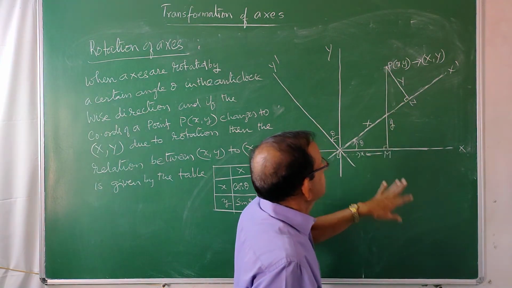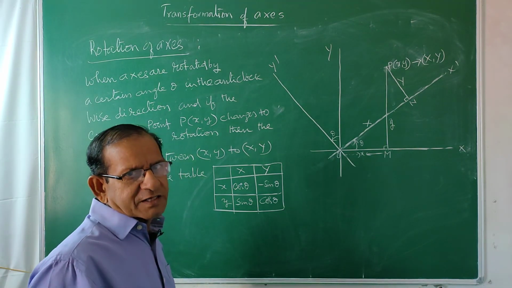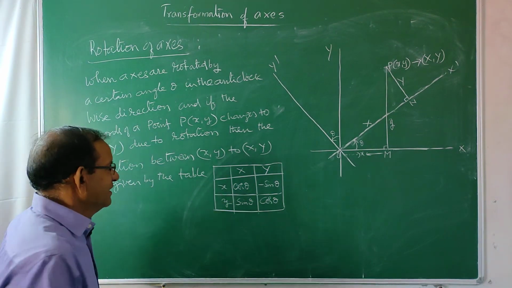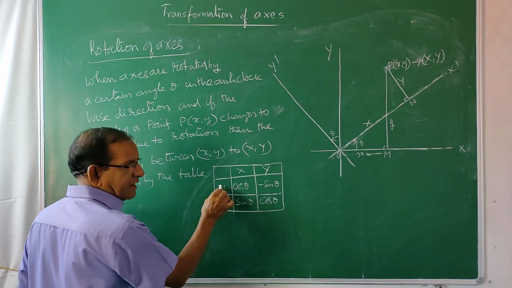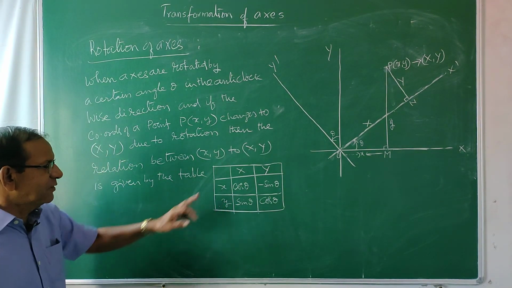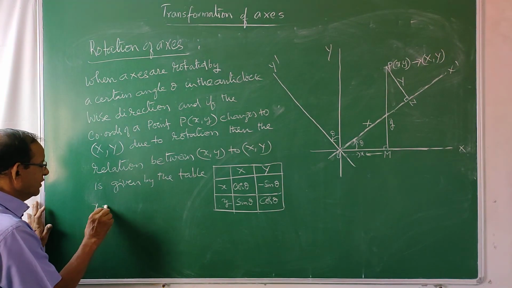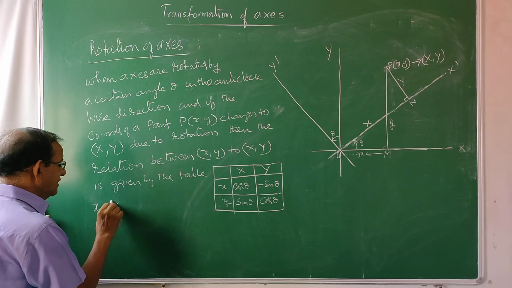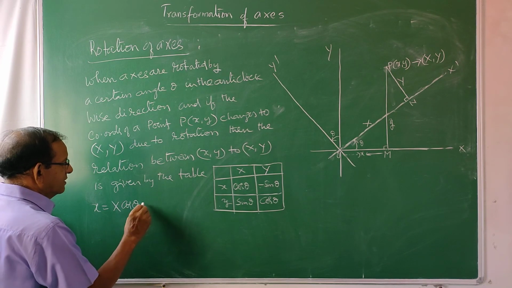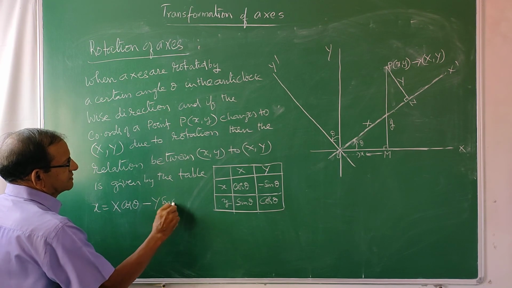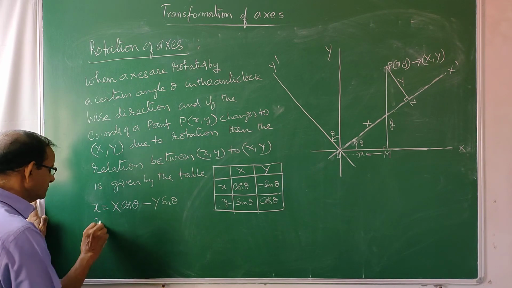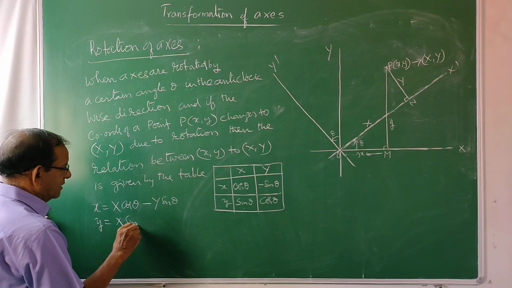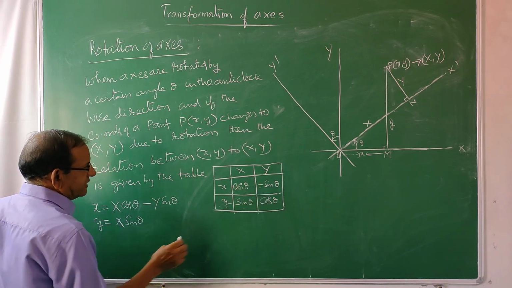Now what is the relation between small x, small y and big X, big Y? That is given by this table. Now this is big X, big Y and small x, small y. From this, how can you write small x? Small x is equal to big X cos theta minus big Y sin theta, and small y is big X sin theta plus big Y cos theta.